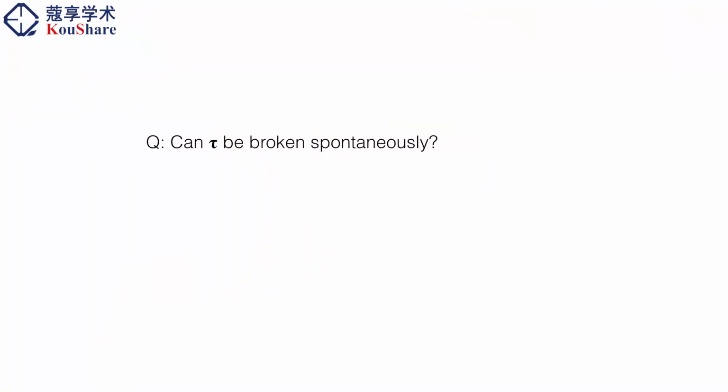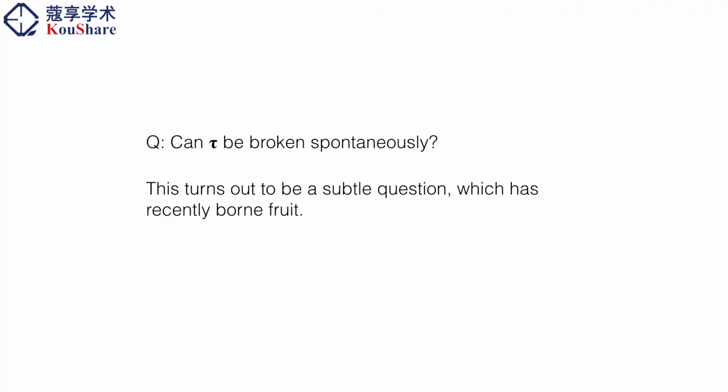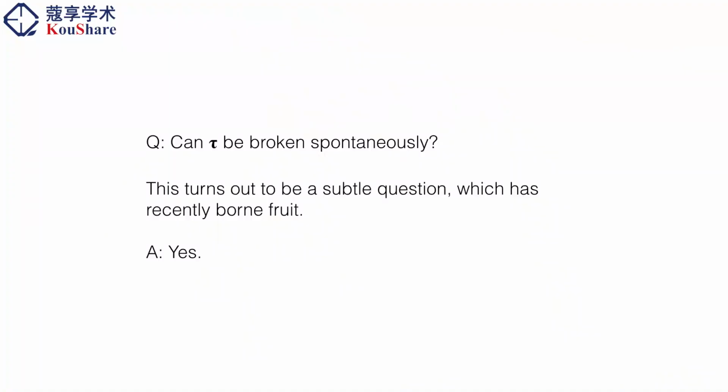So that leads to the question, is there a reasonable sense in which tau, time translation symmetry, can be broken spontaneously? Are there material systems in which that happens? This turns out to be a subtle question, which has, however, recently borne some spectacular fruit, which I'll describe to you. And I think it's fair to say that the answer is clearly yes.